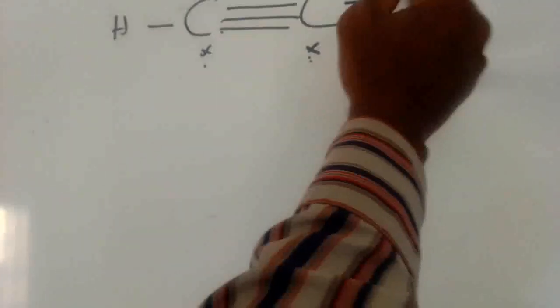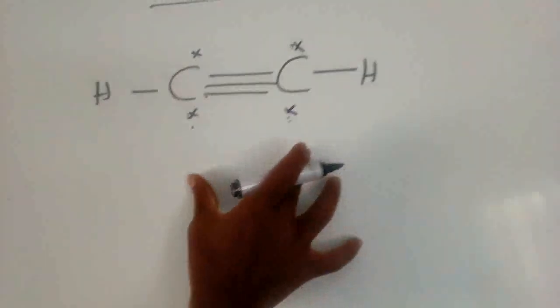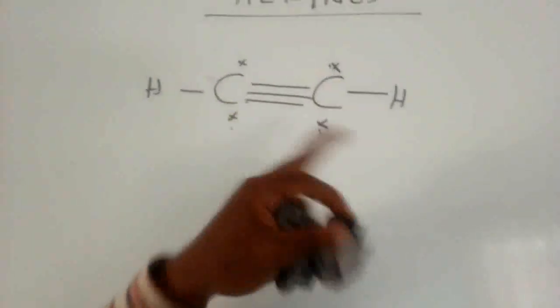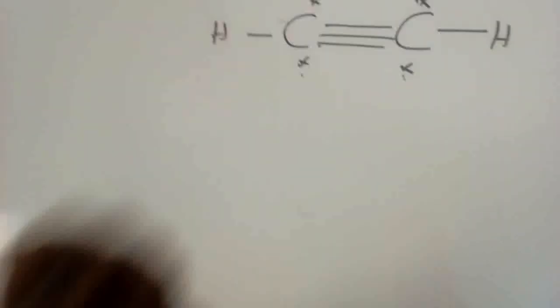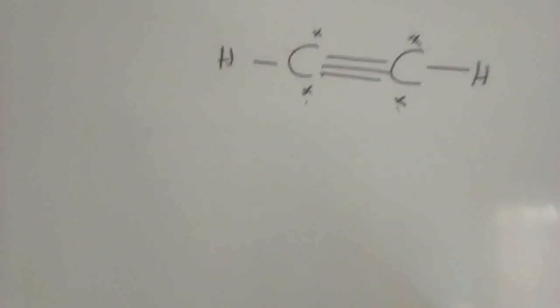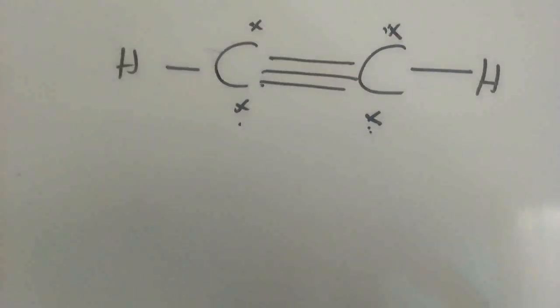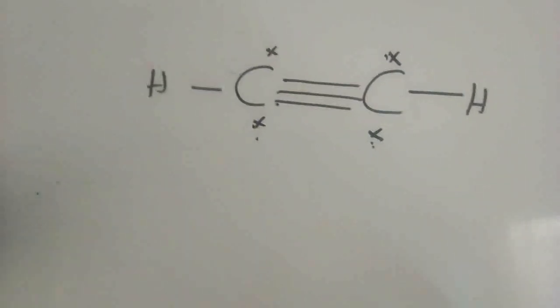So unlike alkenes, where you remove two hydrogen atoms, in alkynes you remove four hydrogen atoms, two above and two below. So this is an alkyne. Why do we have to remove four hydrogen atoms?